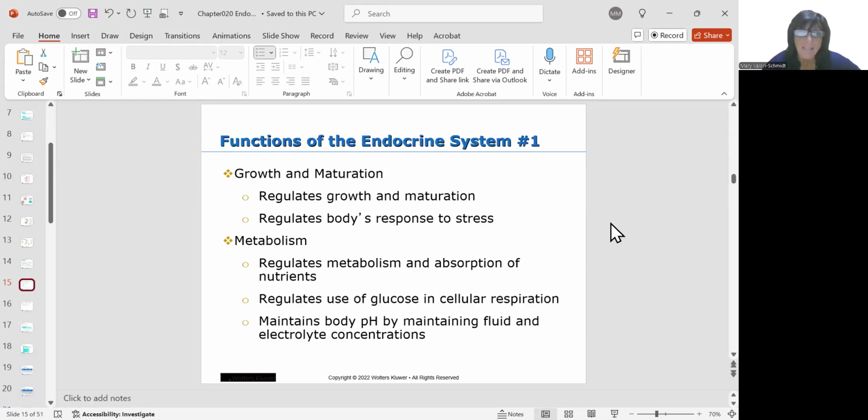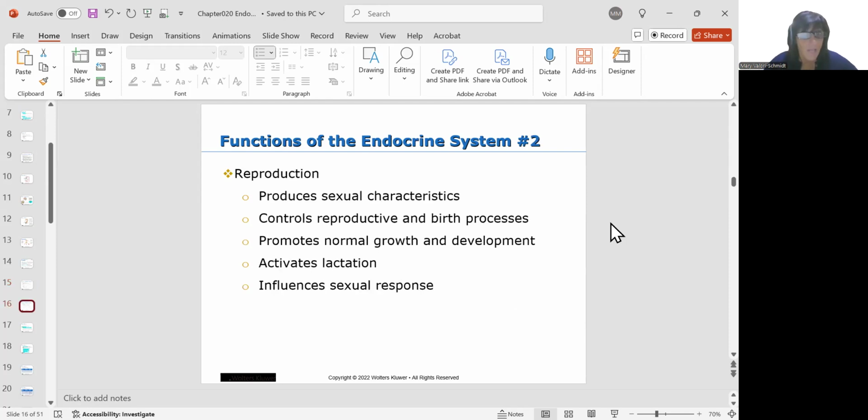So what does the endocrine system really do? It has to do with growth and maturation. It also has to do with how your body responds to stress. It maintains your metabolism, your metabolic rate, and what happens with nutrients that you eat, where they go. It regulates your sugar, your glucose, and it maintains the pH of your body fluids. It does a lot.